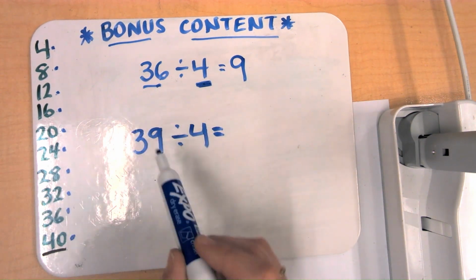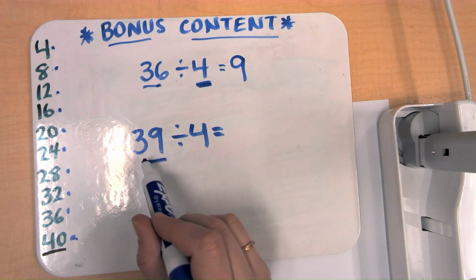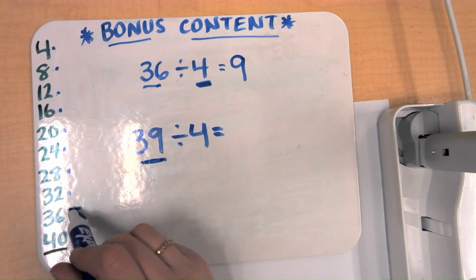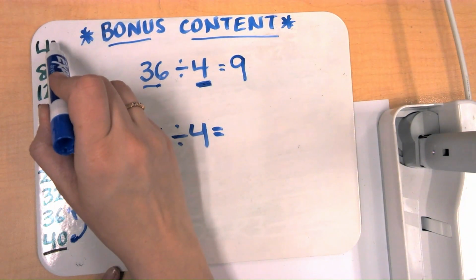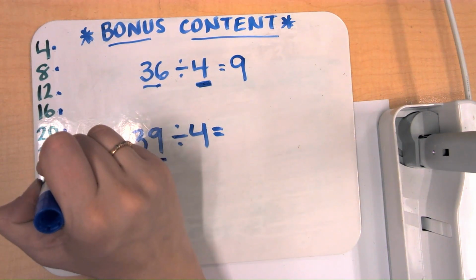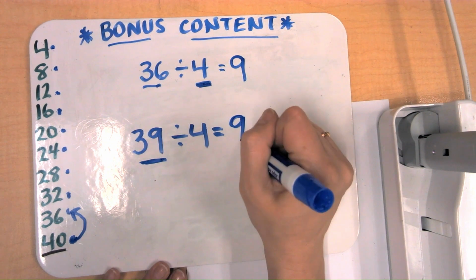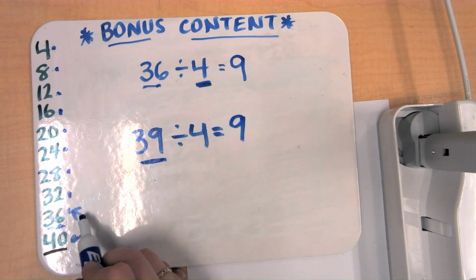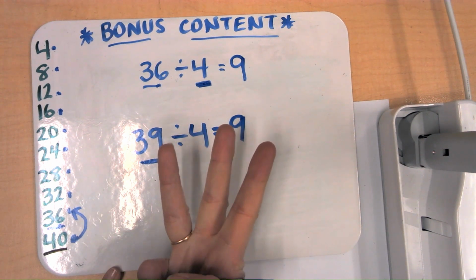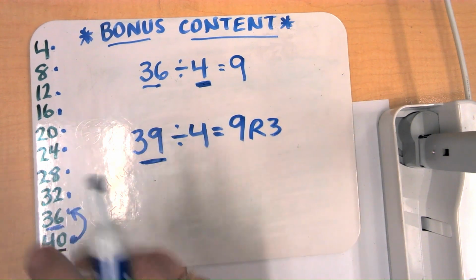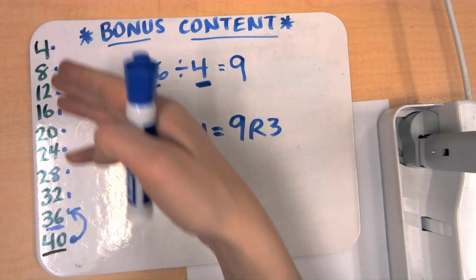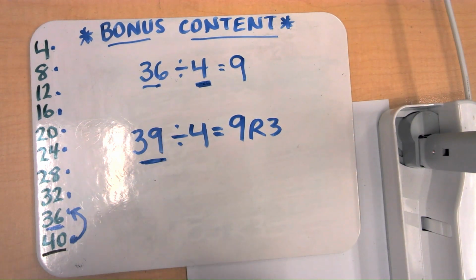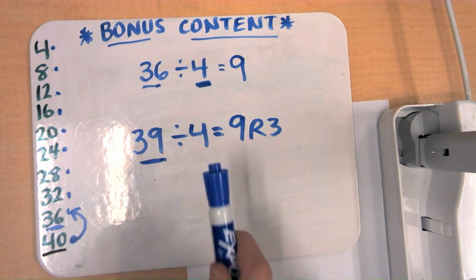All right, but if we did go to the 40, that's close to 39. We can't go over this number. We have to stay below it. So we have to go back to the 36. So we're going to count the groups. 1, 2, 3, 4, 5, 6, 7, 8, 9. We have 9, but 9 is only 36. So we're going to count up to how many we have. 36, 37, 38, 39. Those are our remainders. This is the bonus content. This is how you use the list to help you as you're dividing when we get into those bigger numbers and you have to decompose the dividend and things like that.